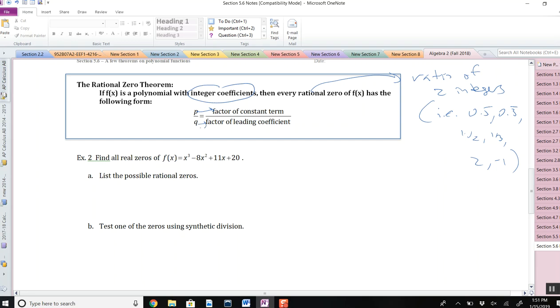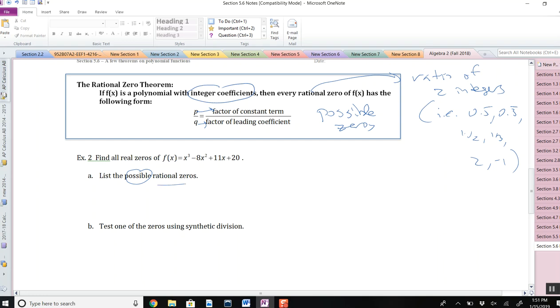Now I do have to state that these will give us possible zeros. There's a likelihood that these would not be zeros in actuality. So that's why we have to use the word possible.